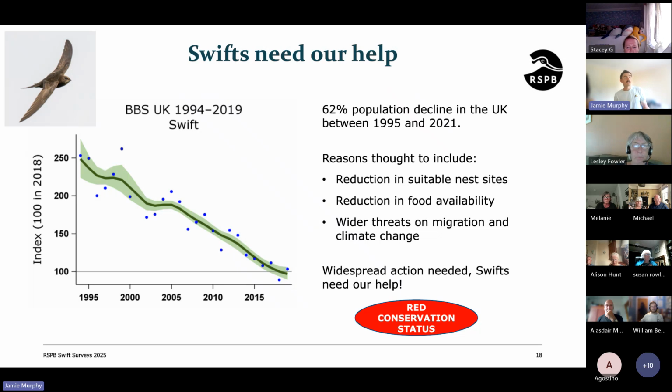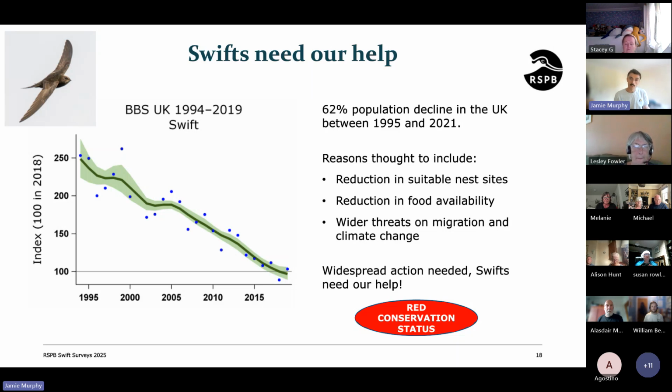But the reason why we're here, the reason why we want to get more people doing things for swifts is because they need our help. In the UK, they've declined by almost 2/3 in their population since 1995. So for every 3 swifts that we would have had then, probably only got about 1 now. There's a lot of different factors that come into play with the reasons for swift declines, but we think that the main causes of this are reductions in suitable nest sites.